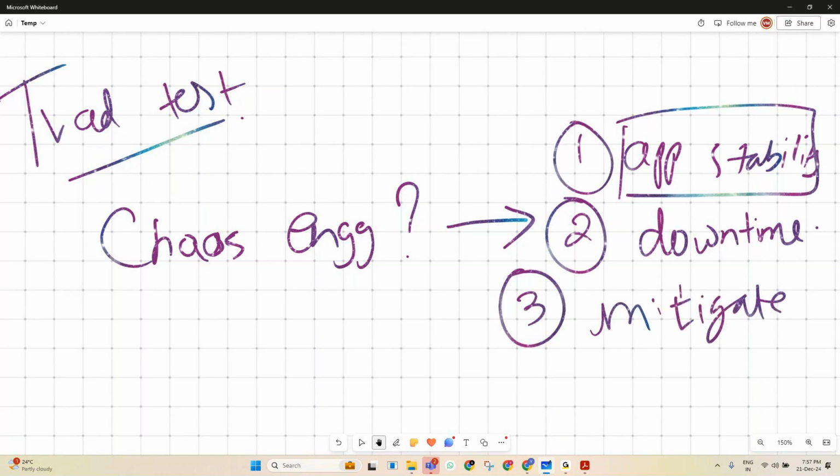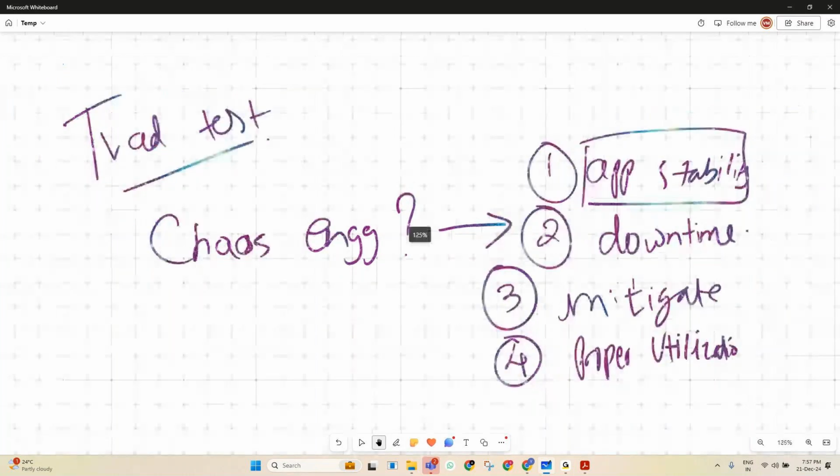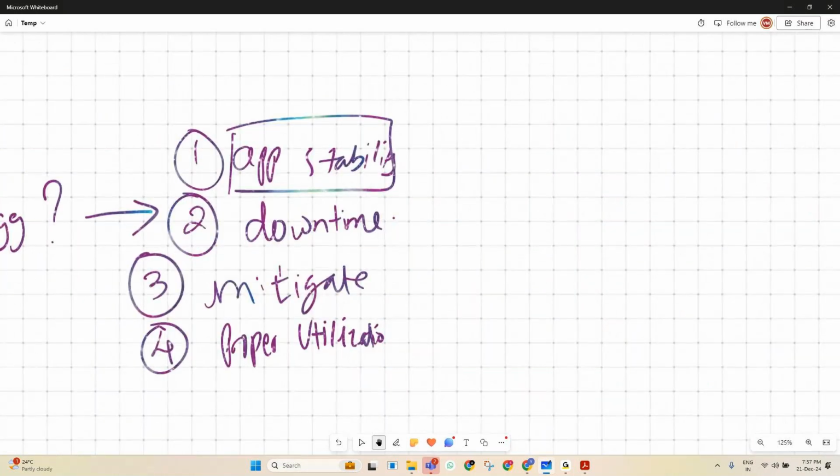Mitigate against failure. One good thing is resource provisioning, which comes under cost optimization. Chaos engineering will help us avoid over provisioning and under provisioning. Based on the requirement, we can do the resource provisioning and cost optimization. Let's say proper utilization. Okay, now let's take these four keywords. Now, this app stability, can you understand it using performance testing?